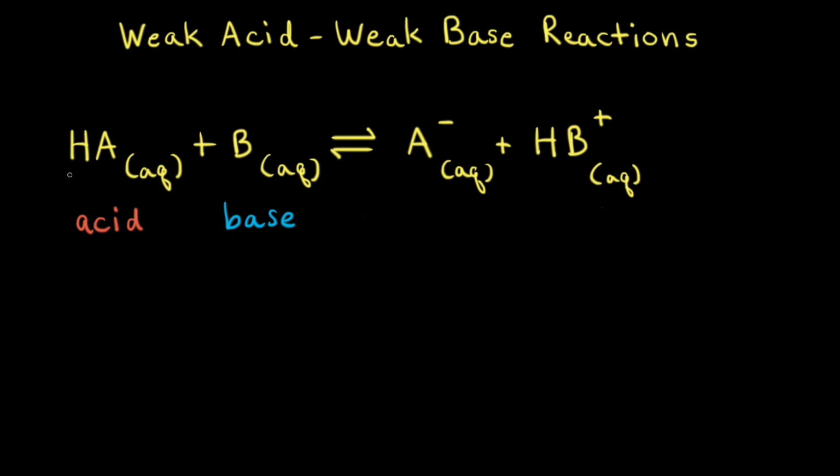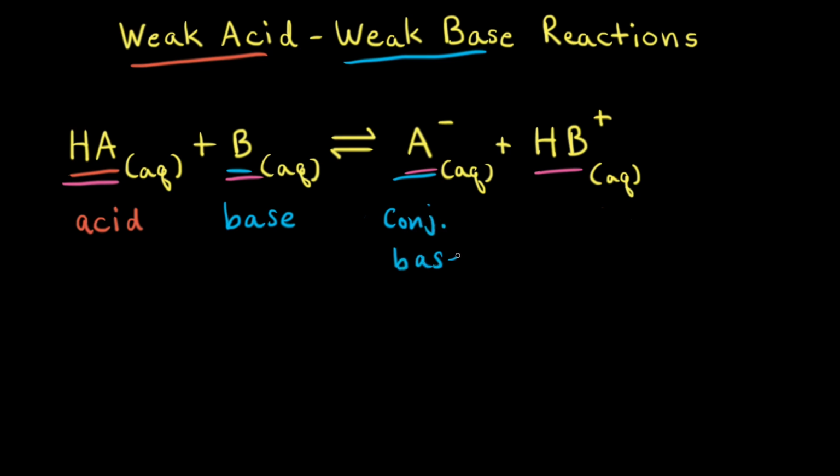Let's say that HA represents a generic weak acid and B represents a generic weak base. If our weak acid donates a proton to our weak base, that would form A- and HB+. To identify conjugate acid-base pairs, remember there's only one proton, or one H+, difference between an acid and its conjugate base. So when HA donates its proton and turns into A-, A- must be the conjugate base to HA.